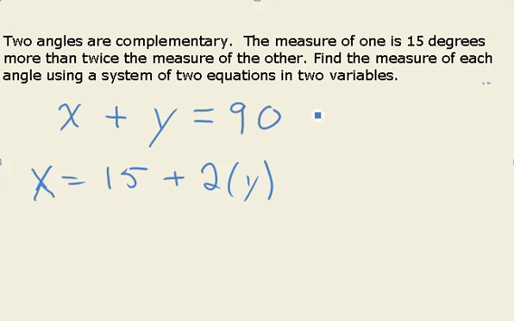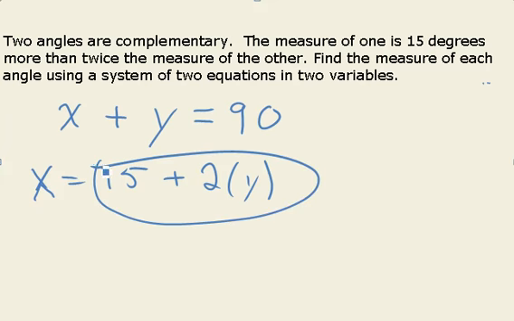So now we have two equations, two unknowns. Since this is set up as x equals something, this is perfect for a substitution method. We could just go ahead and substitute x into this equation. So we have, instead of x plus y, I'll write this as 15 plus 2y, that's x, plus y equals 90. We can solve this.